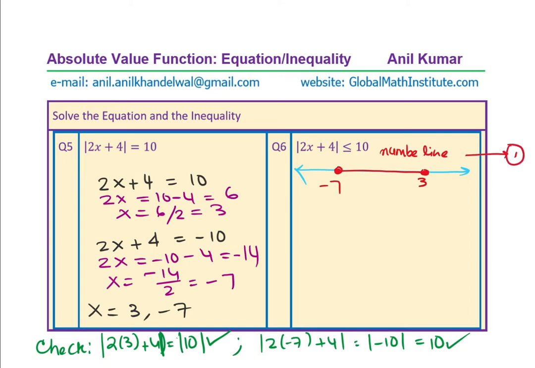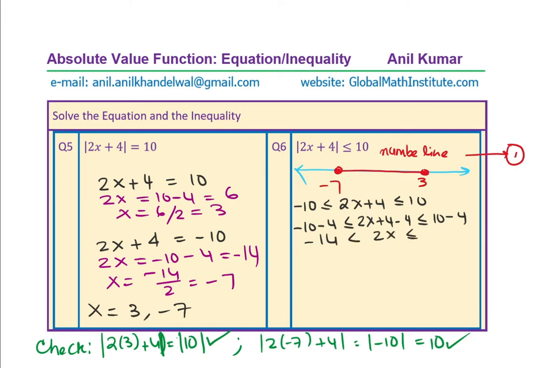But let's now really find the solution using inequalities. We have the absolute value of 2x plus 4 less than or equal to 10. Now it becomes a linear inequality, 2x plus 4 less than or equal to 10 and greater than or equal to minus 10. To solve, we'll take away 4 first, right? So we have minus 10 minus 4 less than or equal to 2x plus 4 minus 4 less than or equal to 10 minus 4, correct? So minus 14 less than or equal to 2x less than or equal to 6. Dividing by 2, we get minus 7 less than or equal to x and less than or equal to 3. So straight away, we get our second solution. This is using inequality.